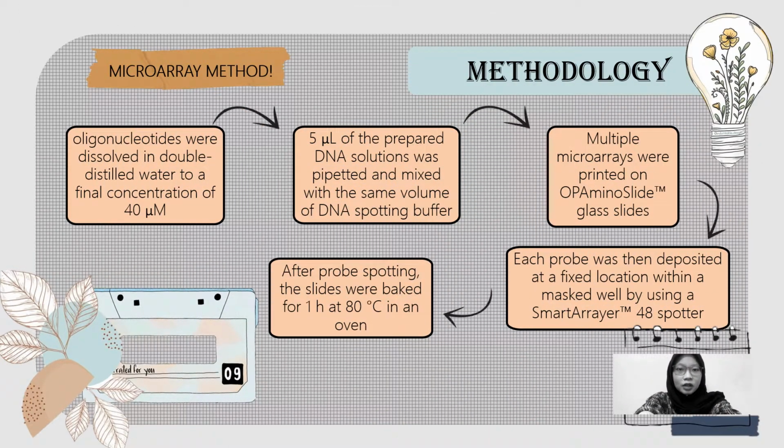For the microarray method, all the oligonucleotides were dissolved in double distilled water to a final concentration of 40 µM. Then 5 µL of the prepared DNA solution was mixed with the same volume of DNA spotting buffer. In a 96-well plate, multiple microarrays were printed on an epoxy slide and glass slide, so that independent microarrays were present within each of the 4 wells.